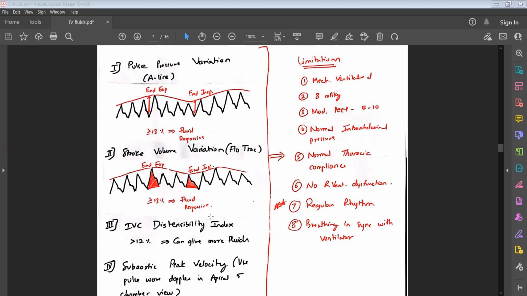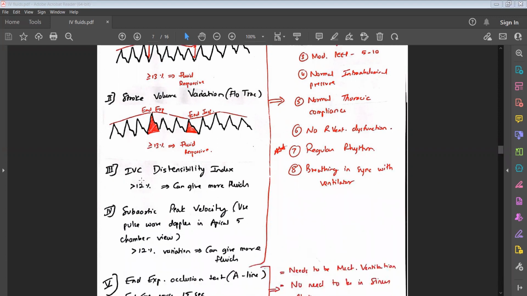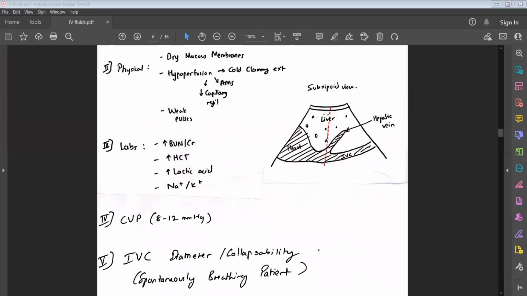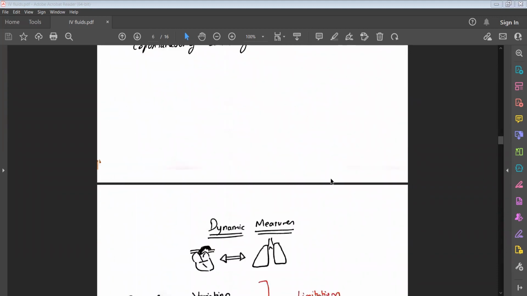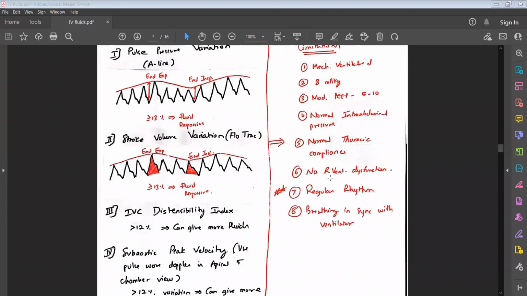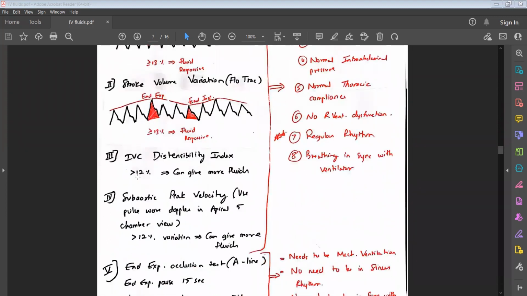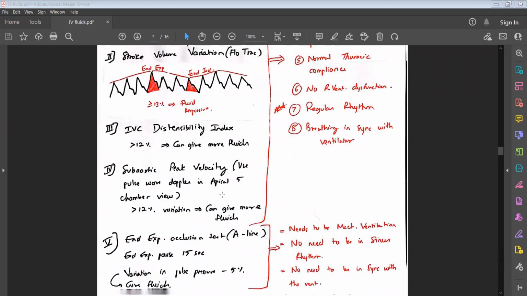Another thing is the inferior vena cava distensibility index, which you can calculate, and you can do an M mode. Similarly over here, as I've shown you, there's an M mode that you can use if you press the button of the M mode and calculate it. If it is more than 12%, you can give more fluids to the patient.